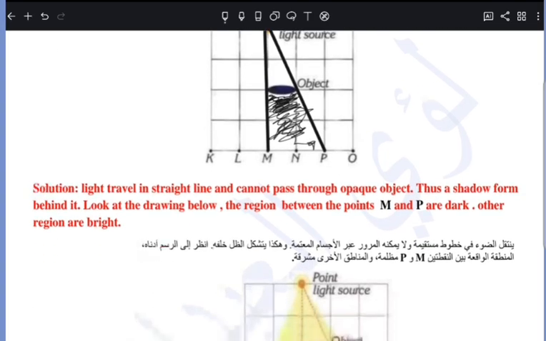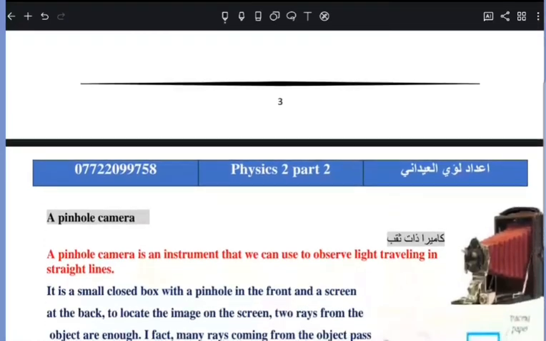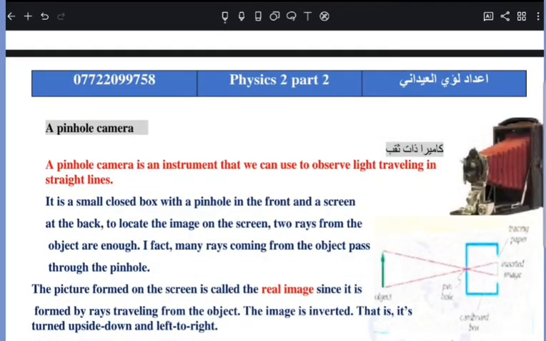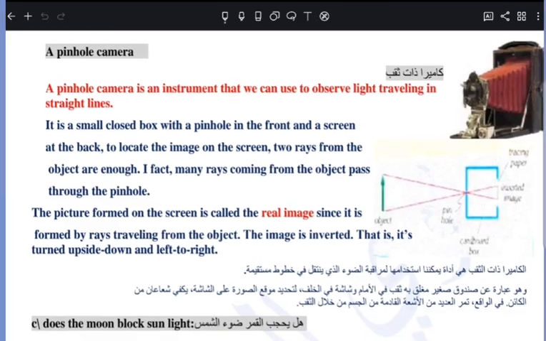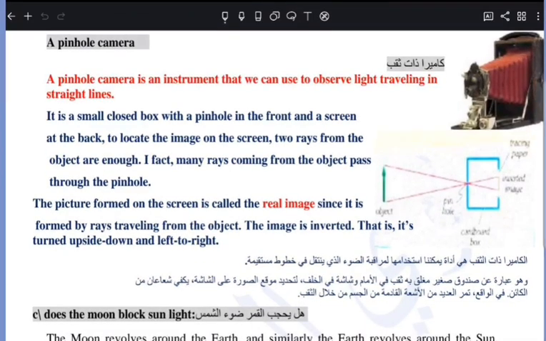Now, we can talk about what a pinhole camera is. Can you tell me about that? A pinhole camera is an instrument that we can use to observe light traveling in straight lines. It is a small closed box with a pinhole in front and a screen at the back. To locate the image on the screen, two rays from the object are enough. In fact, many rays are coming from the object, passing through the pinhole.